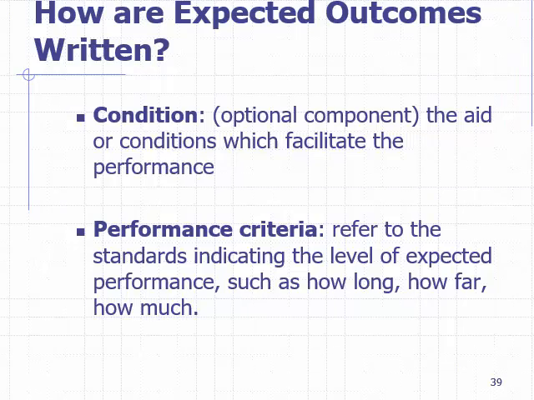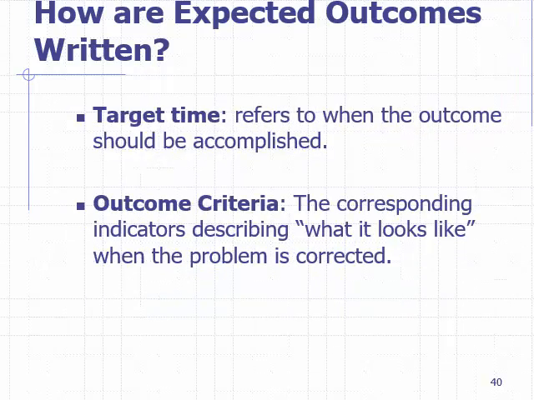Performance criteria. This refers to the standards indicating the level of expected performance, such as how long, how far, how much. For example, the length of the haul, a decrease in pain level to 4 or less, eat 75% of the meal, a 10-point decrease in diastolic pressure. Target time is going to refer to when the outcome should be accomplished, within 48 hours, by third post-op day, in 24 hours, or by the end of the shift on 10/3 at 3 o'clock.